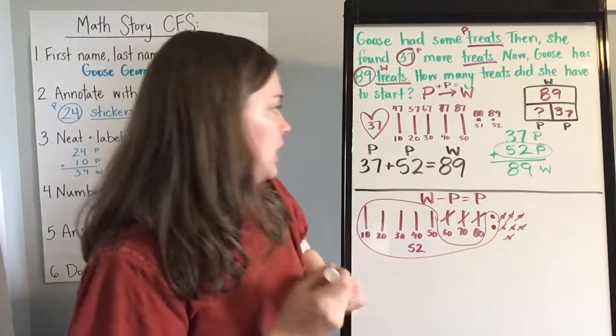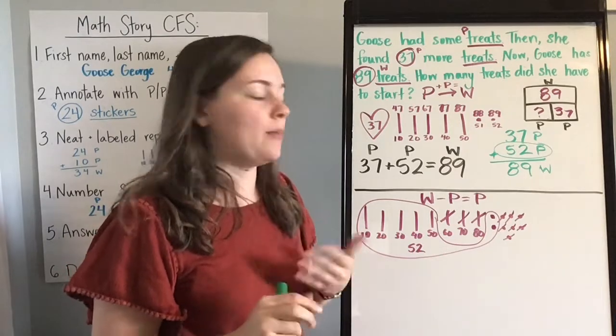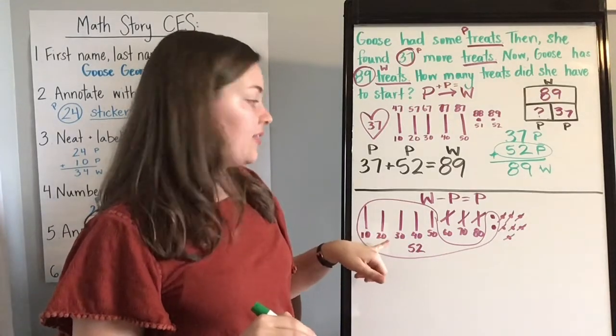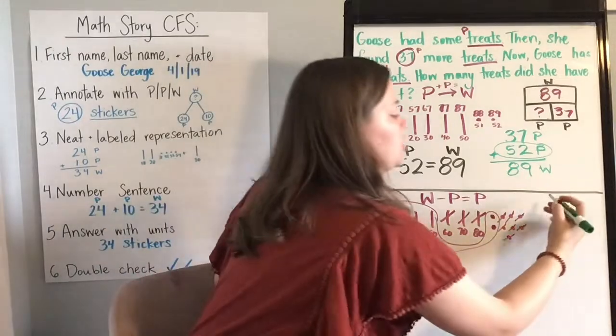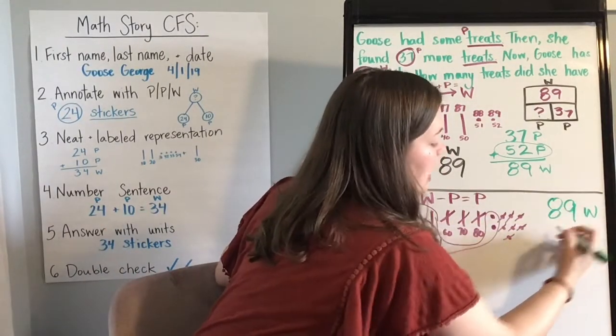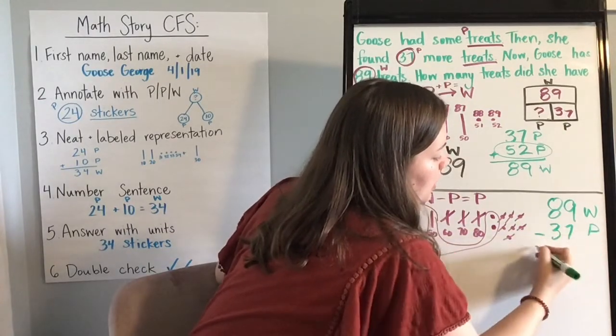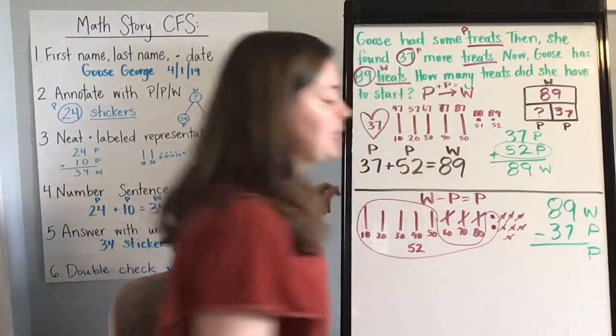I think I'm gonna try the stacking again because that's a pretty efficient strategy and I feel good about being able to do that, especially since I've already solved the problem one way. I'm gonna start at 89, which is my whole, and I'm gonna take away the part I do know, which is 37, to be left with my missing part.